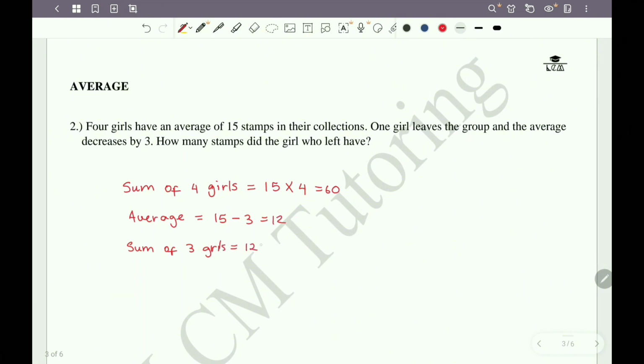That's going to be the average, 12, multiplied by the number of numbers, 3, to give me 36. Okay, maybe I should name this statement new average, right? The old average was 15, the new average now is 12. So the sum of the 3 girls will be 36. The sum of the 4 girls is 60. So the girl that left is going to have 60 minus 36.